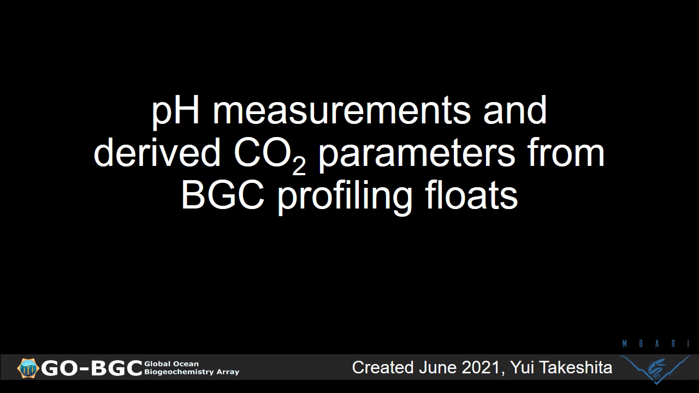Dioxide parameters from BGC profiling floats. This video is part of the GO-BGC workshop, and this is meant to be a deeper dive into how pH measurements are made and how the data are adjusted, and then a little bit of specifics on the derived CO2 parameters from these BGC floats. So let's get started.